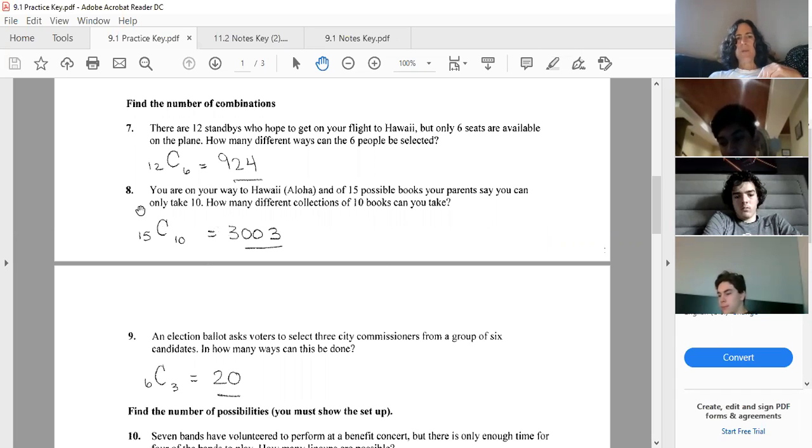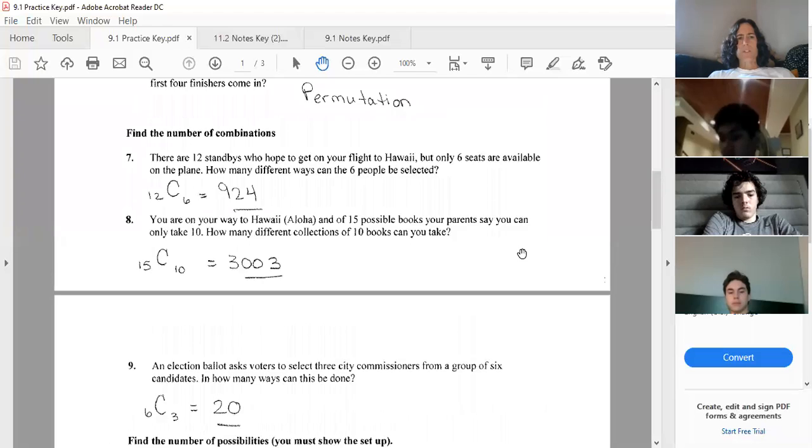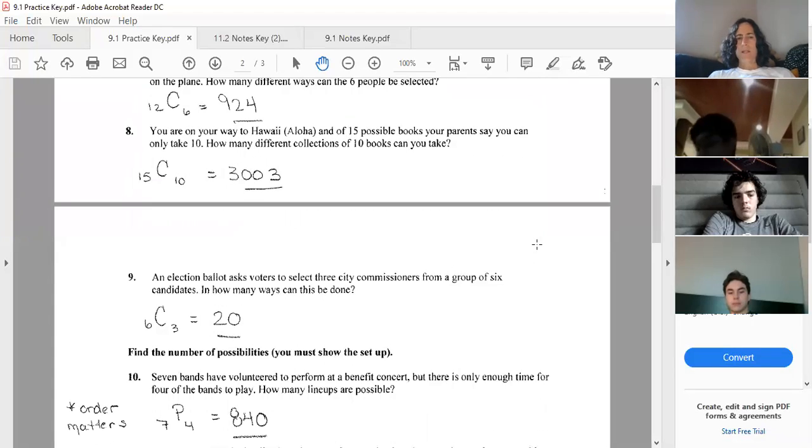Okay. Same thing with number 8. 15 choose 10. There are 3,003 ways to do that. Does that make sense in the calculator? You can always Google the instructions, but it's really easy. Okay, do we have any questions on any of the other homework problems that I can help out with?